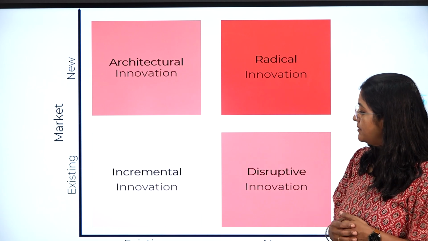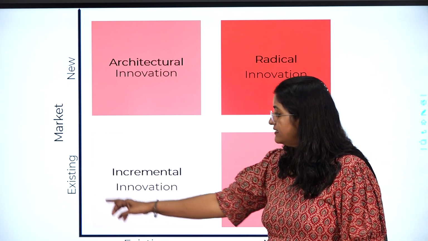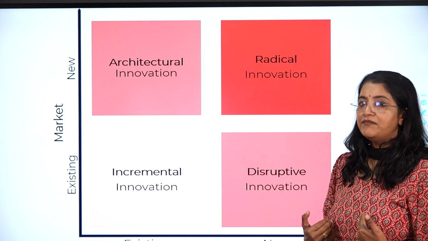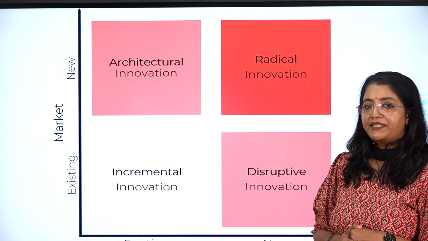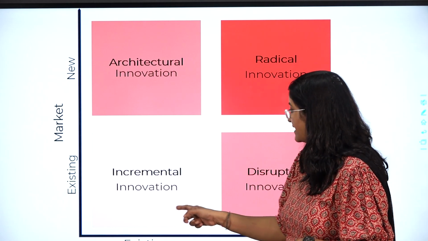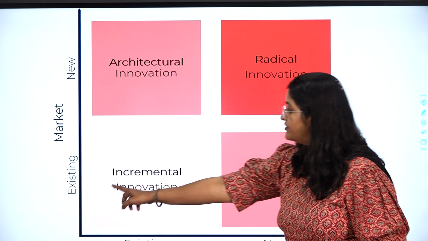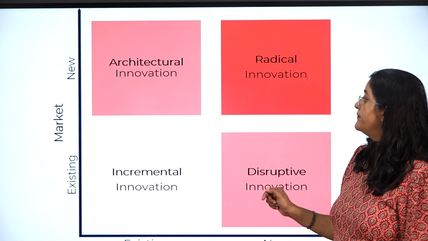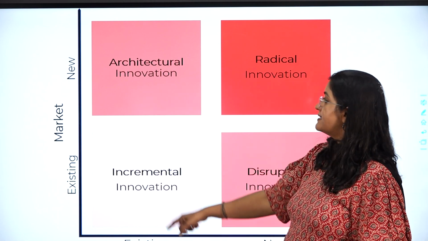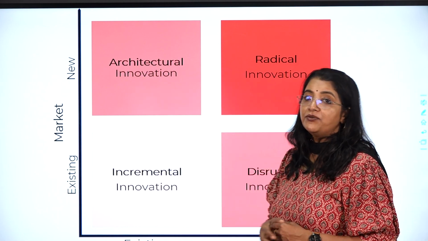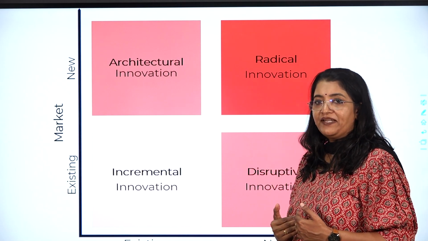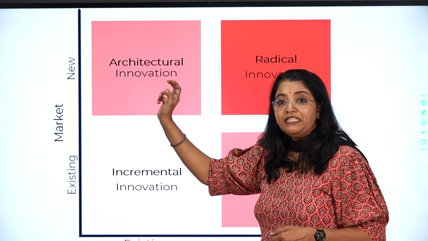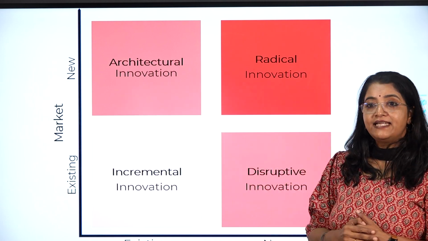So, if you just look at the picture, if you are having an existing technology being introduced to an existing market, you call it incremental innovation. And if you are trying to take a new technology to an existing market, you call it a disruptive innovation. And if you are taking the existing technology to a new market, you call it architectural innovation. And if you are totally having a new technology and a totally new market, it is a radical innovation.